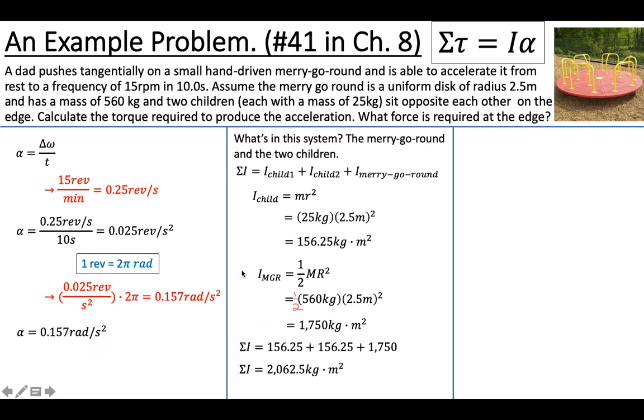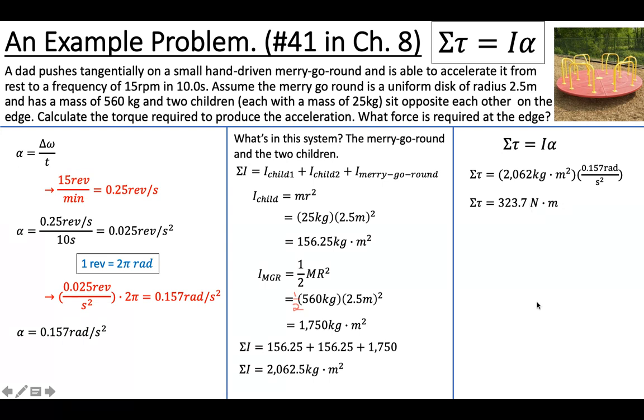Now we just have to take these two numbers and plug them into the torque equation. Total torque is I alpha. Just take those two numbers, plug them in. All you have to do is multiply them. Now that we have the I, now that we have the alpha, boom. Last step is super easy. Multiply them. 2,062.5 times 0.157 radians per second squared, our alpha from over here. What do you get when we multiply those? You get 323.7 Newton meters.